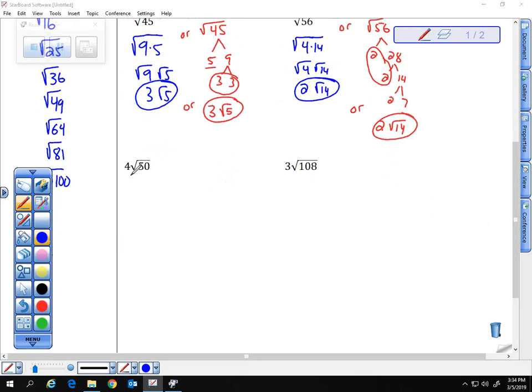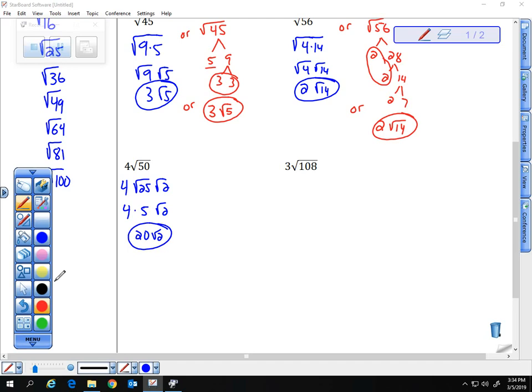On this one here, we're going to have the 4, and then we're going to look at the 50. Now 50 can be broken down to 25 and 2. Notice I'm breaking it apart already. So it's going to be 4 times square root of 25 is 5 square root of 2, which is 20 square root of 2.